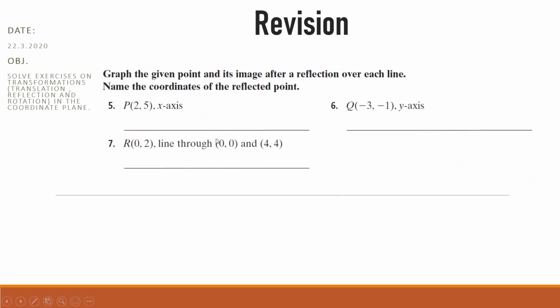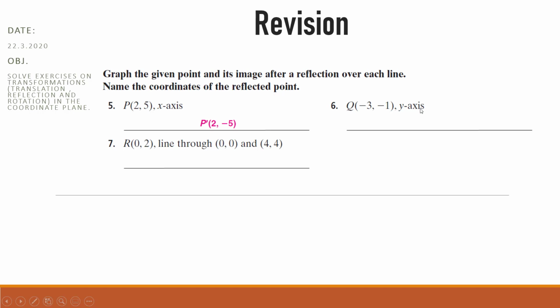In the next question, graph the given point and its image after a reflection over each line. Name the coordinates of the reflected point. I'm only going to give you the reflected point. So P prime, with reflection over the x-axis, just opposite y. So P prime is 2 and negative 5.